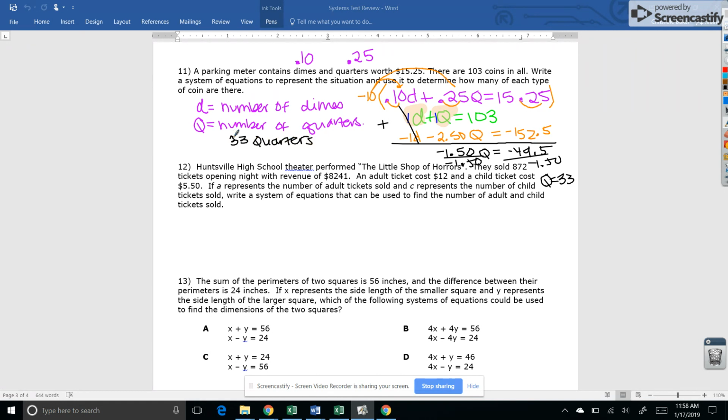Now we need to figure out how can we find out how many dimes we have? We know that there are 103 coins in all. So if there are 33 quarters, that's how we wrote the equation D plus Q equals 103. So if 33 of them are quarters, solving this equation would just be to subtract 33 from both sides. So 103 minus 33 is 70.